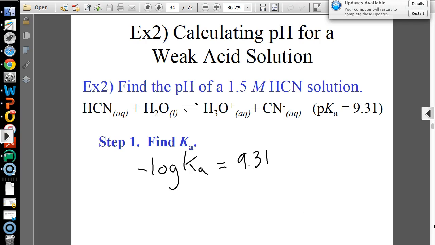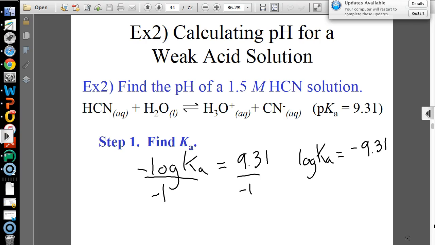And so again, I've got to isolate my variable fully. So I'm going to go ahead and divide both sides by -1. And most books skip this step. This PowerPoint skips this step. If you skip this step, your answer is going to be super wrong. Okay, so anyway, now I have the log of Ka is equal to negative 9.31.